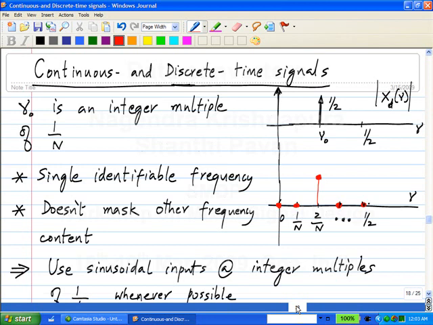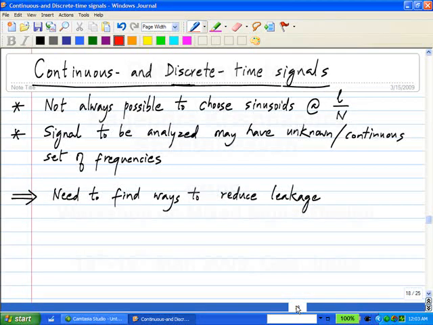That's what I think the point he raised, that you may not always know the frequencies. So then there is only one option. You have to somehow reduce leakage.